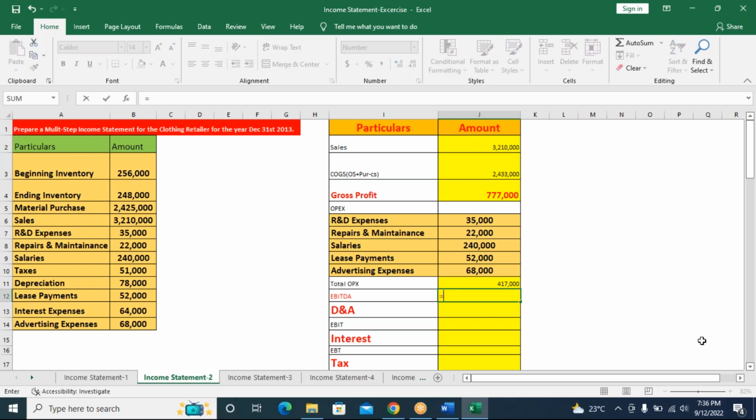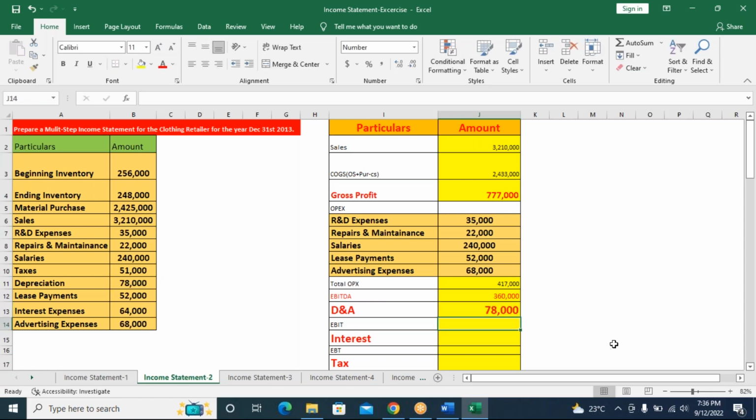Gross profit minus total OPEX. Enter. So that is 3,60,000. Now to find my depreciation. So depreciation, what is the value? What is the amount? 78,000. Yes, very good. It is 78,000.